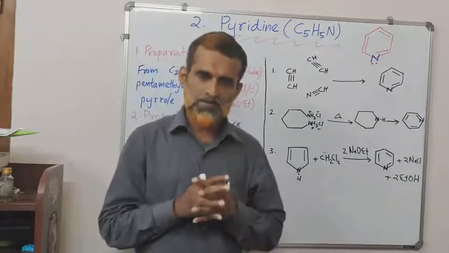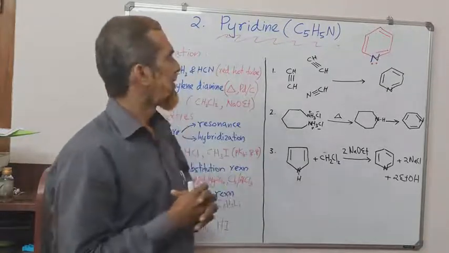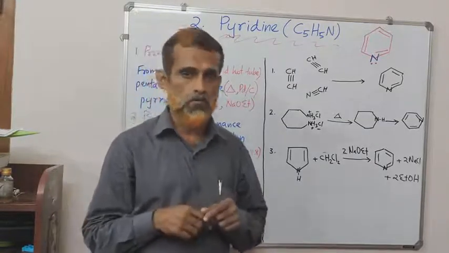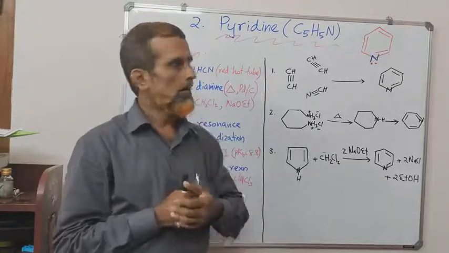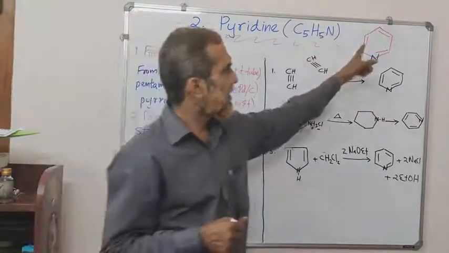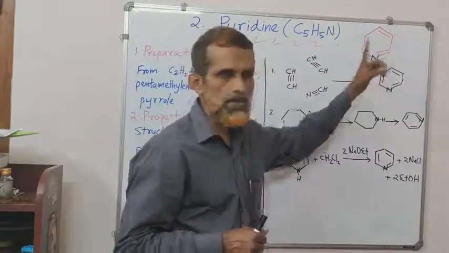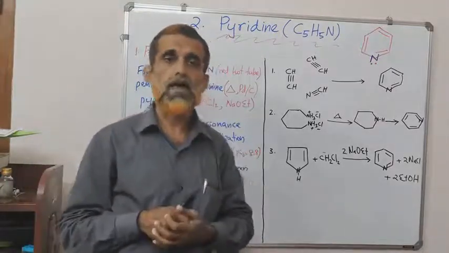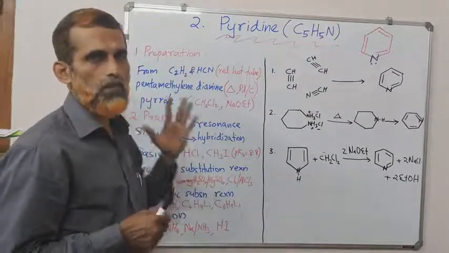Hello, welcome dear students. In this video, we will be discussing the second heterocyclic compound in detail, that is pyridine. C5H5N. Compared to benzene, one carbon is replaced by one nitrogen. The systematic name of pyridine is azine. We will be discussing preparation as well as properties of pyridine.